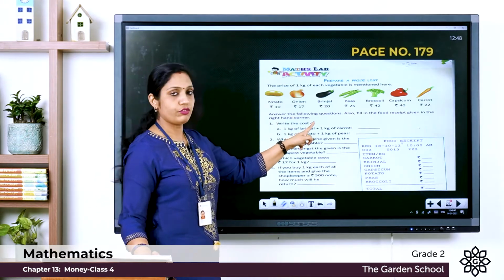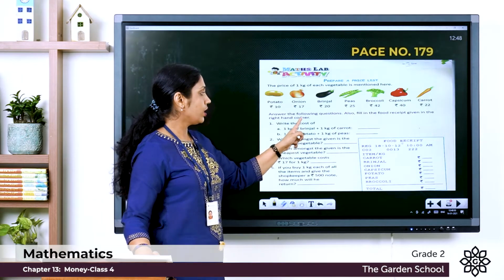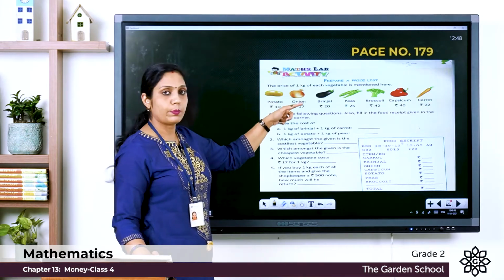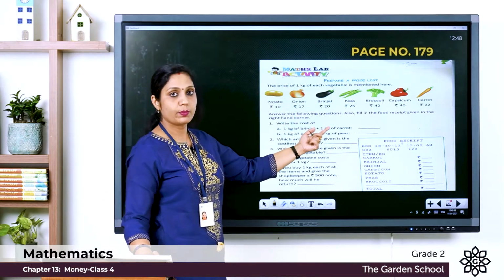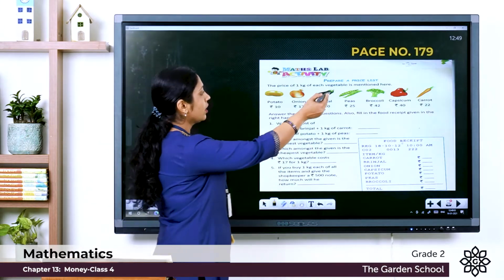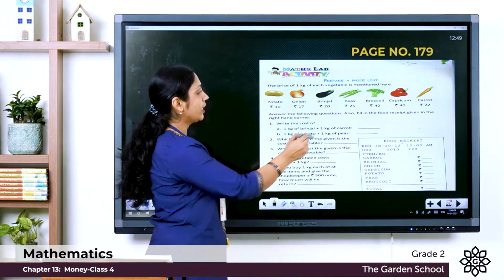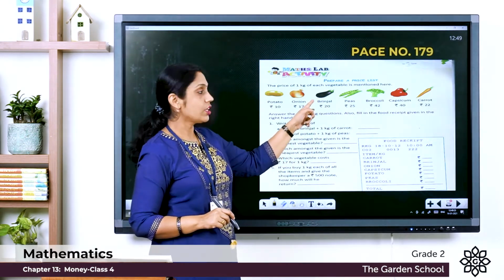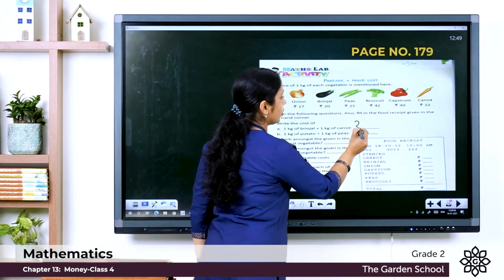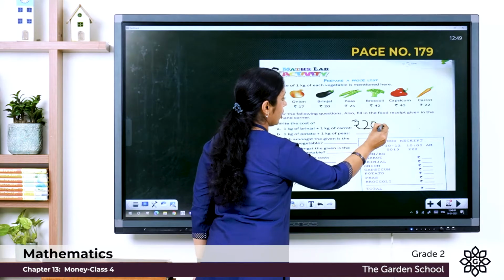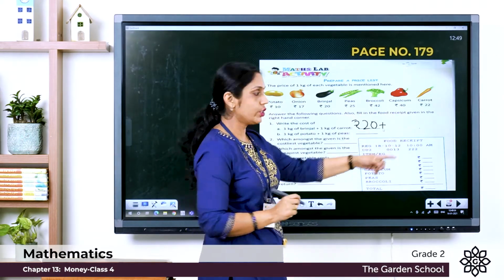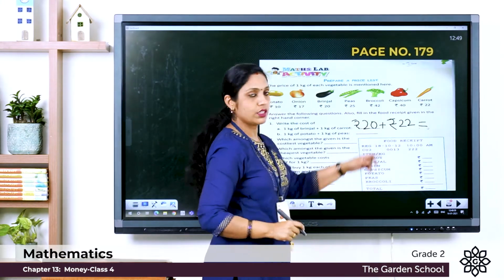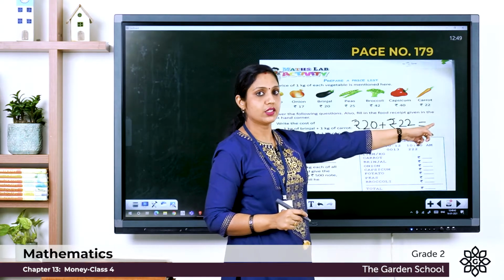Write the cost of 1 kilo of brinjal plus 1 kilo of carrot. So let's find out from this what is the price of 1 kilo of brinjal and what is the price of 1 kilo of carrot. So look at this. Brinjal costs rupees 20 and carrot costs rupees 22. So let's write here 1 kilo of brinjal is rupees 20. So let's write it here. Rupees 20 plus carrot costs rupees 22. So we have to calculate 20 plus 22. So calculate, find it out and write the answer over here.